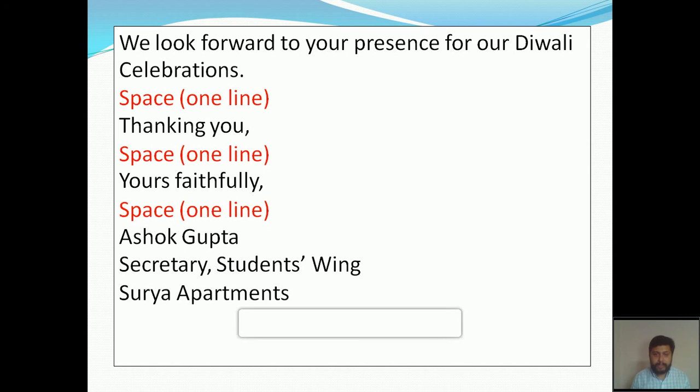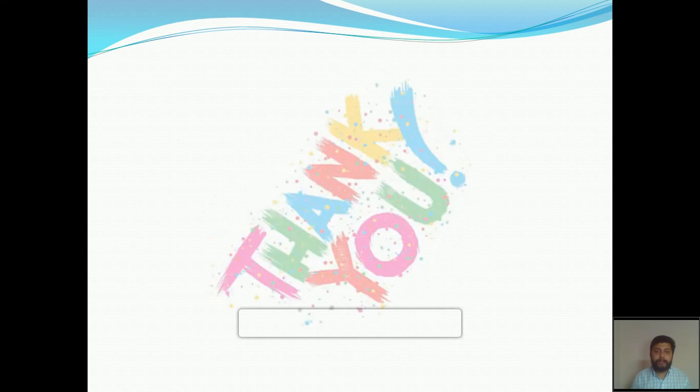So dear students, this is the format and structure of drafting an email. I think you have got a very clear picture about how to write an email. With this, I would like to wind up today's class.